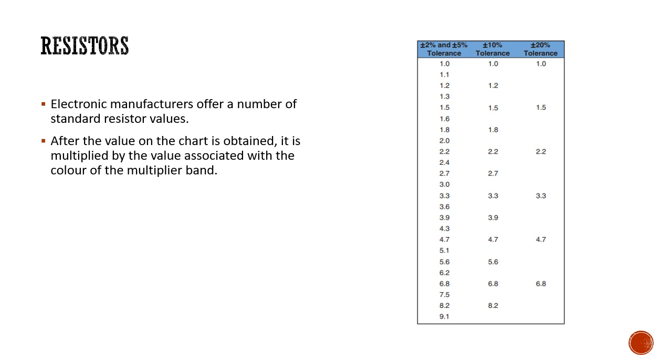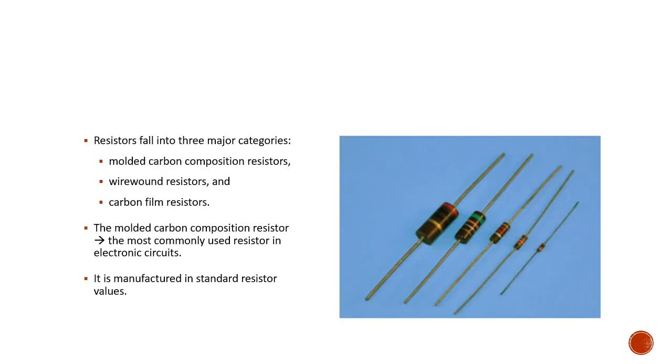Figure is a list of standard values for resistors with ±5%, ±10%, and ±20% tolerance. After the value on the chart is obtained, it is multiplied by the value associated with the color of the multiplier band. Resistors fall into three major categories, named for the material they are made of: molded carbon composition resistors, wire wound resistors, and carbon film resistors.